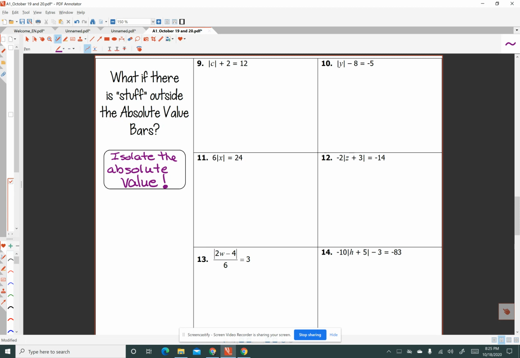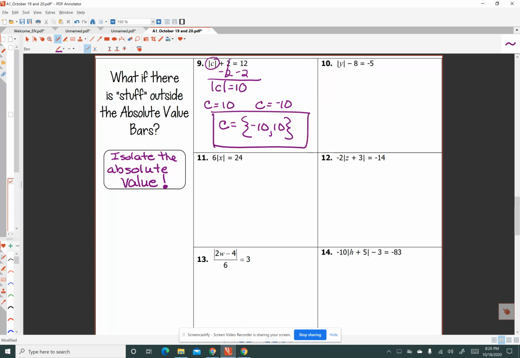That's it. And we use the algebra tools, the properties of equality that we've been using. With number 9, we have this absolute value of c, so we need to isolate it from this positive 2, so we will subtract 2. And then we have the absolute value of c equals 10. Then we keep going as usual. c equals 10, c equals negative 10. So our final answer set, c equals the set of all numbers such that c equals negative 10 and 10. And that's the final answer.